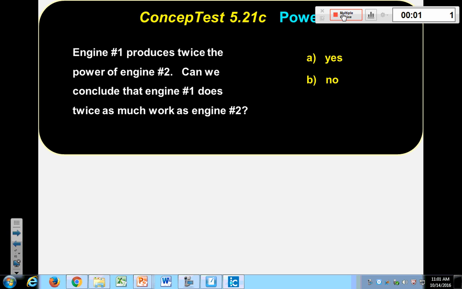Engine number 1 produces twice the power of engine number 2. Can we conclude that engine 1 does twice as much work as engine number 2? Yes or no? All right, we'll stop at 35.